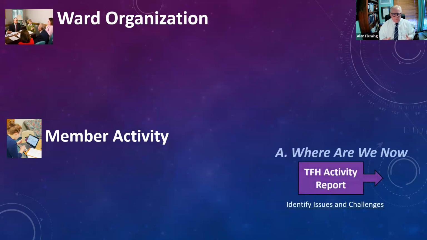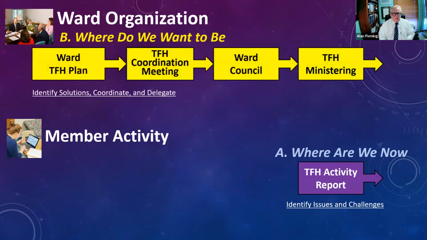So what we're going to look at, first, in terms of member activity, is where we are now. And that's where we have the Temple and Family History Activity Report, which comes out monthly. So we encourage you to use that and look at it each month as it comes out to identify what issues and challenges you have within the ward. The second is, where do we want to be? And that's where the ward organization comes in, where we identify solutions, coordinate between all the different priesthood quorums, Relief Society, and other organizations within the ward, and delegate action.